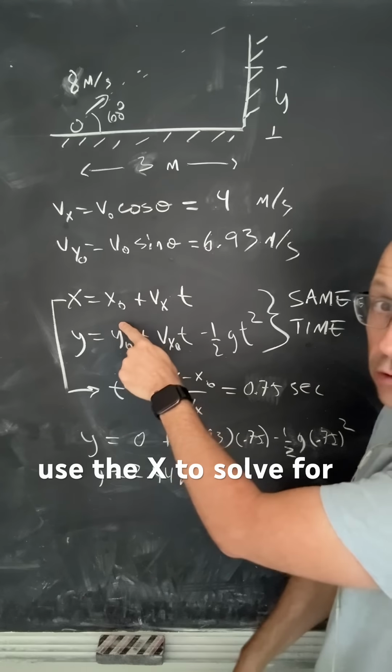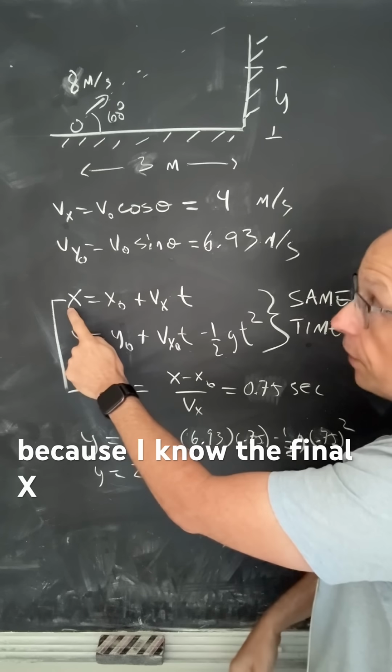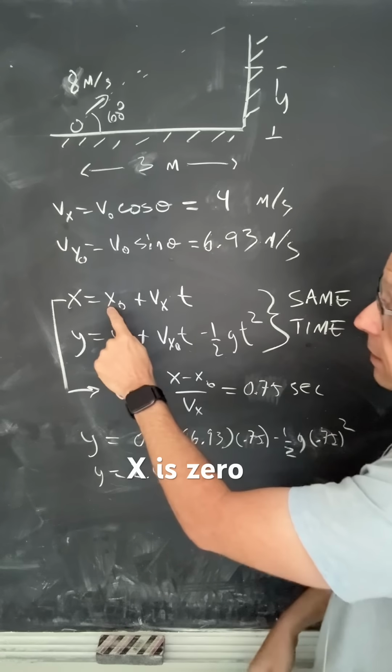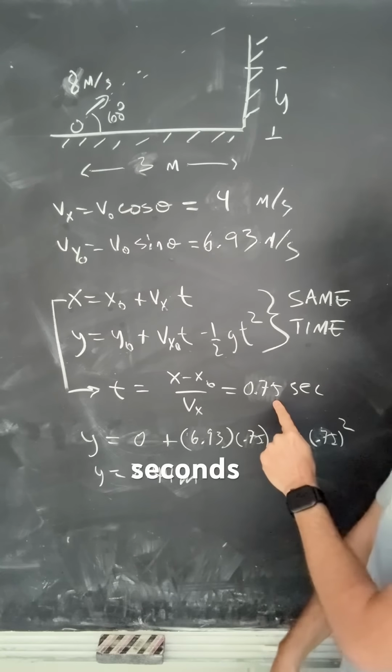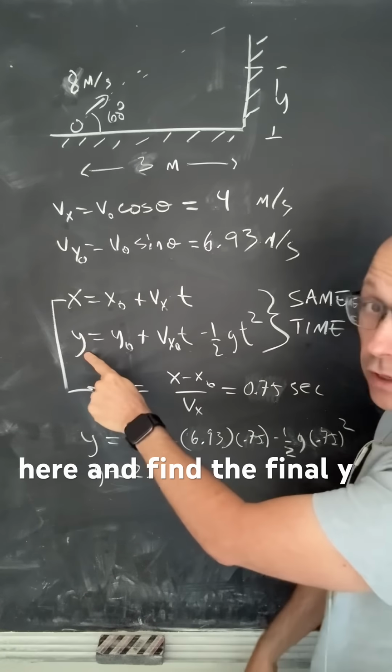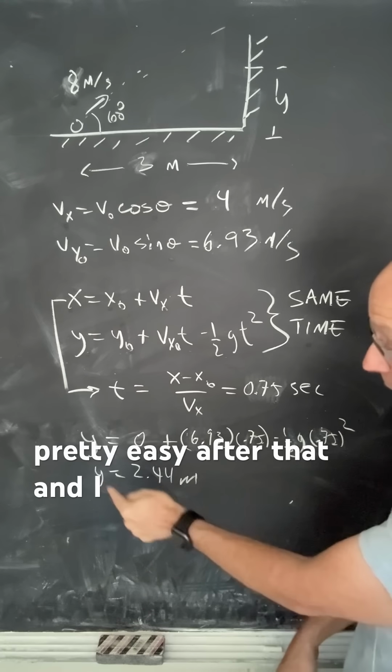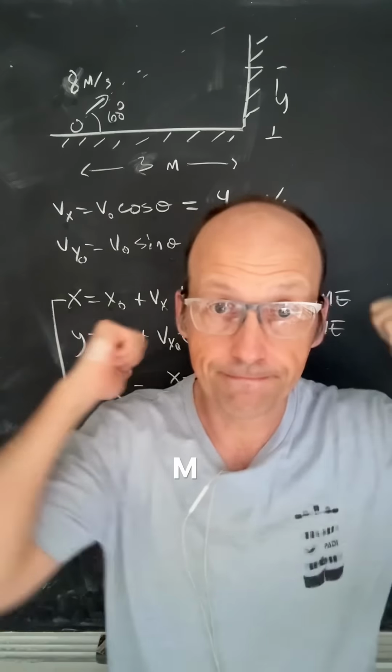Well, in this case, we can use the x to solve for time because I know the final x is 3 meters, the initial x is 0, and I know the x velocity. That gives me a time of 0.75 seconds. Now I can plug that in here and find the final y. It's pretty easy after that, and I get 2.44 meters. Physics.